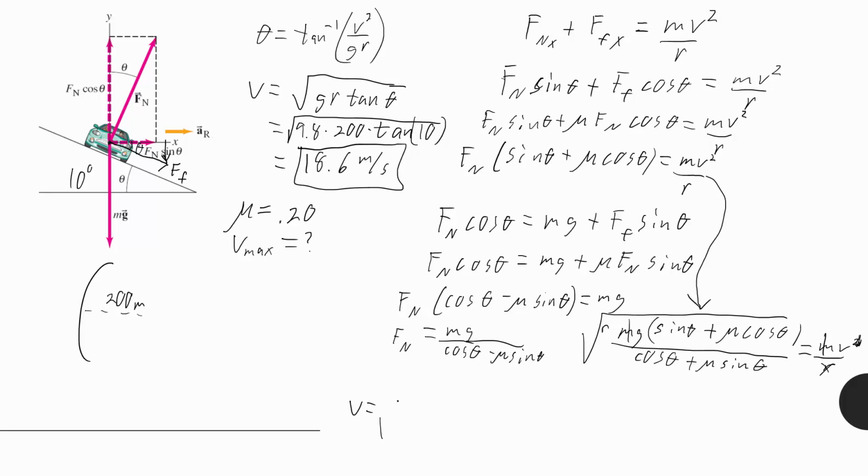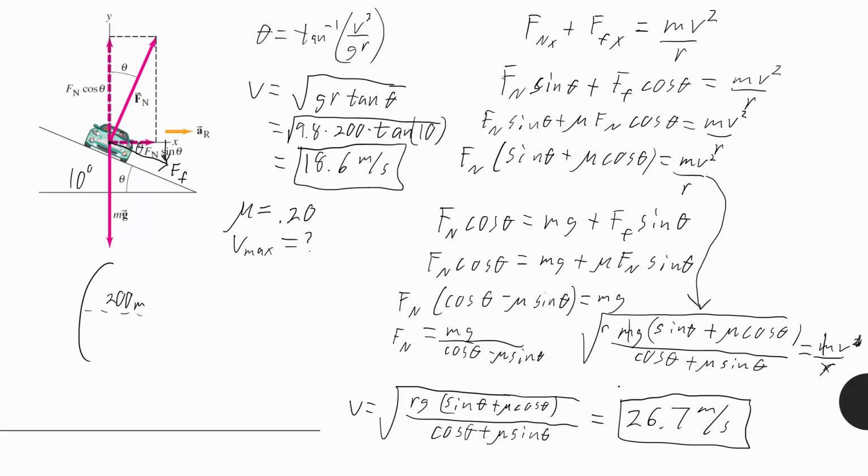So v equals the square root of rg times sine theta plus mu cos theta, divided by cos theta plus mu sine theta. And we can plug in our numbers, 9.8, 200, tan 10 degrees, 0.2. I won't write it again. And this works out to be 26.7 meters per second. So we can go faster than that design speed by quite a bit. If we go faster than this, there won't be enough friction and normal force, and we will start sliding up the road. We could also ask, what is the minimum speed?